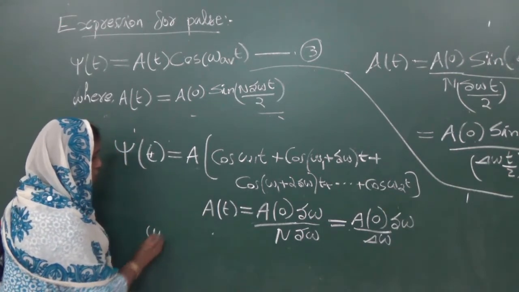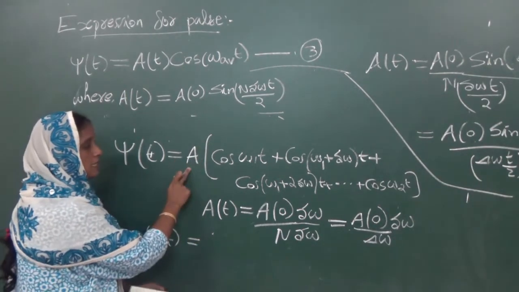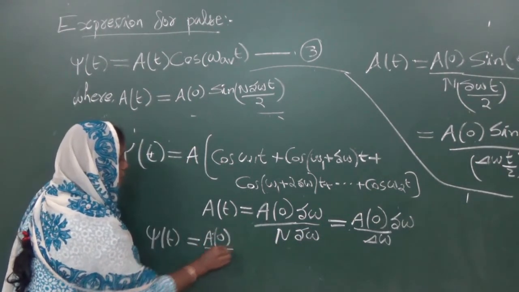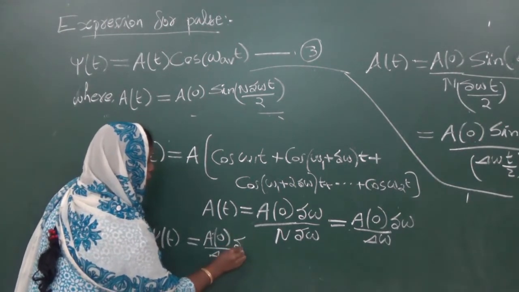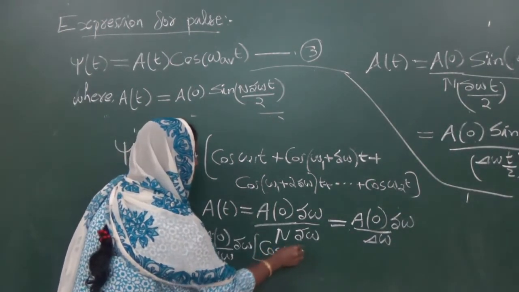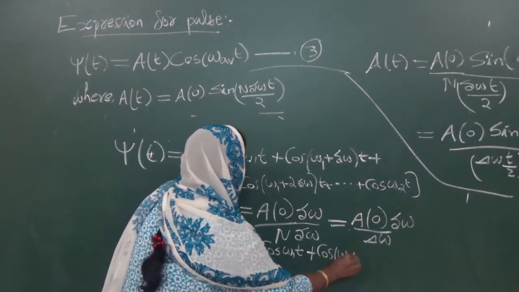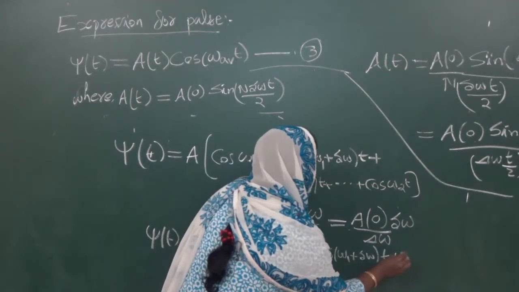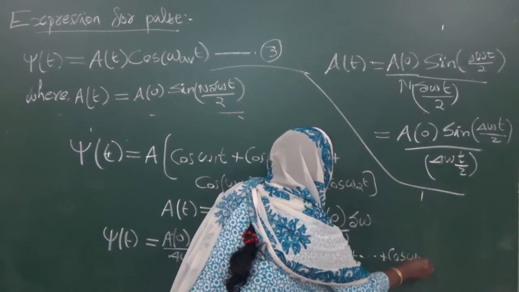Now psi of t takes the new form, replacing this A with this expression: A of 0 delta omega by delta omega, then [cos omega 1 t plus cos (omega 1 plus delta omega) t plus etc. plus cos omega 2 t].